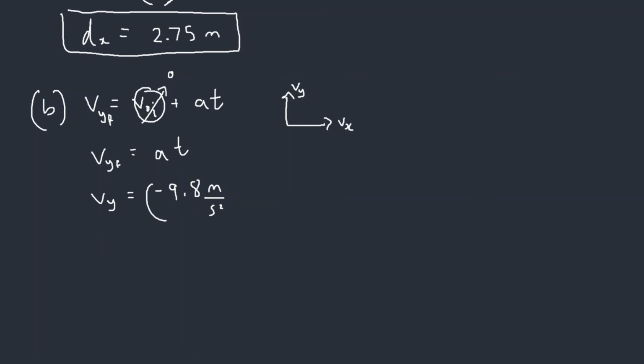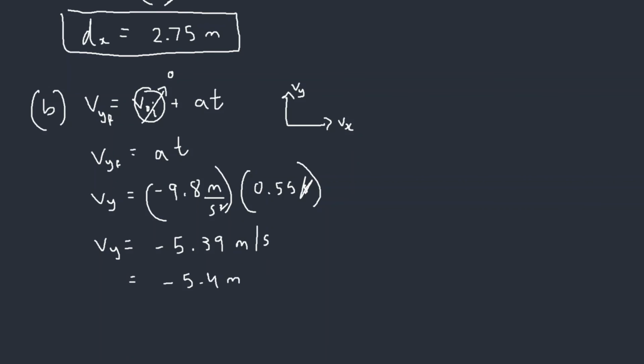And we already know the time from the previous question. The time it took for the fall was 0.55 seconds. And so, simplifying that, that reduces to about negative 5.39 meters per second, which I'll simplify and round to minus 5.4 meters per second. And so that's the answer for part B.